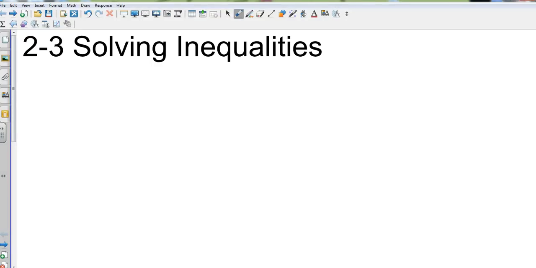Algebra 1, Chapter 2, Section 3, Solving Inequalities. In this case, we're going to use multiplication and division. A lot of the same stuff that we've already done. There's going to be one little difference that we will get to here in just a minute.